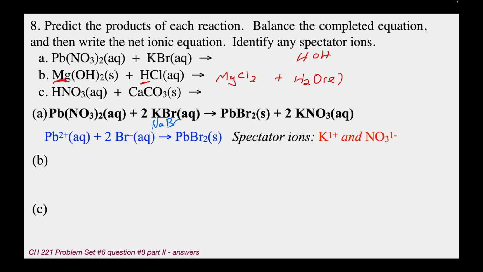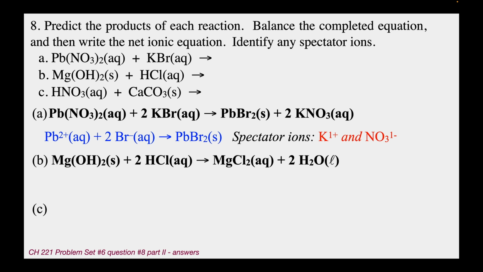To balance this thing out, we're going to need 2 HCl because 2 chlorides are needed to make MgCl2. And that means 2 H's and 2 OH's of the magnesium hydroxide will make 2 waters. So this reaction then is going to be Mg(OH)2 solid plus 2 HCl aqueous makes MgCl2, which by the way is aqueous. It's not silver, lead, or mercury, as I talked about earlier, plus 2 waters. That's the balanced reaction. Here's a nicer version than what I wrote right there, but you can see the idea. Mg(OH)2 plus 2 HCl makes MgCl2 aqueous plus 2 waters.